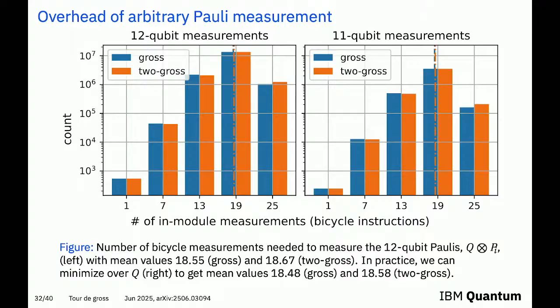So in fact, you can see in this log scale plot on the y-axis that most Pauli strings, if you want to measure them on a gross code, require more than one measurement. In fact, the mean is about 18.55 for the gross code, and the two-gross code is very similar. But in practice, we can optimize the first register, so the means are 18.48 and 18.58, so we get this right plot as our distribution.